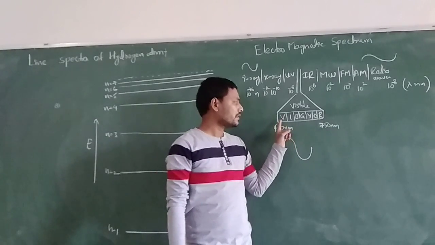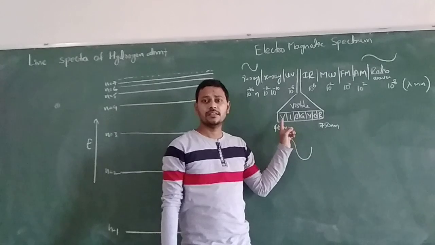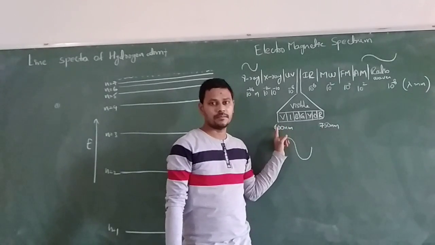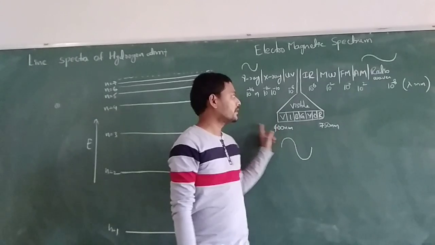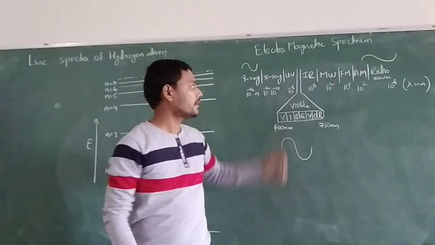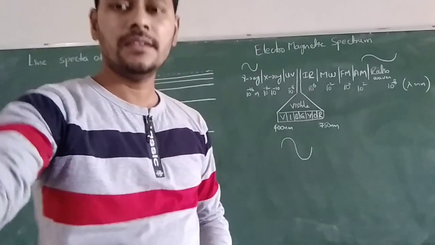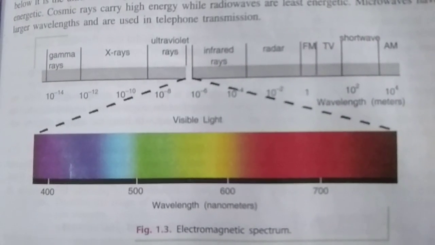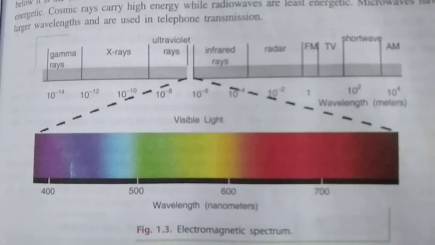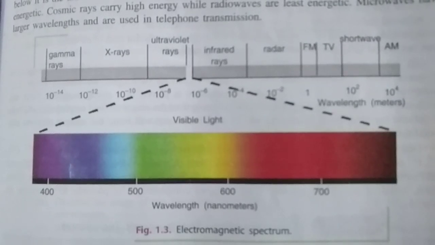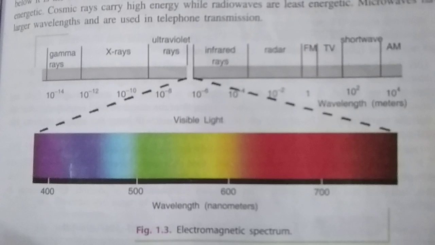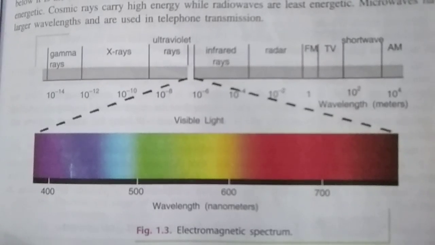When we arrange these colors in the increasing order of wavelength, it is called a spectrum. This is the visible spectrum, and the complete one is called the electromagnetic spectrum. See, this is the electromagnetic spectrum, and these colors are the visible colors. So that is the visible spectrum, and the total is called the electromagnetic spectrum. The visible spectrum is a part of the electromagnetic spectrum.